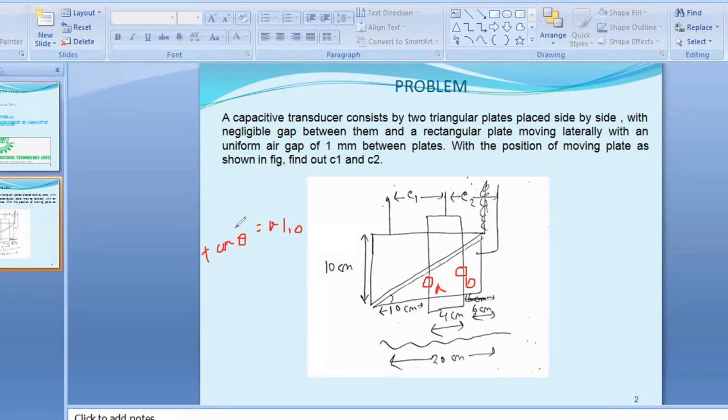So what is the value of tan theta? Tan theta we already know, we have got half. So A equals 5. So we have got the value of A, that is equal to 5. So this value we have already calculated, that is 5. Now take this triangle.